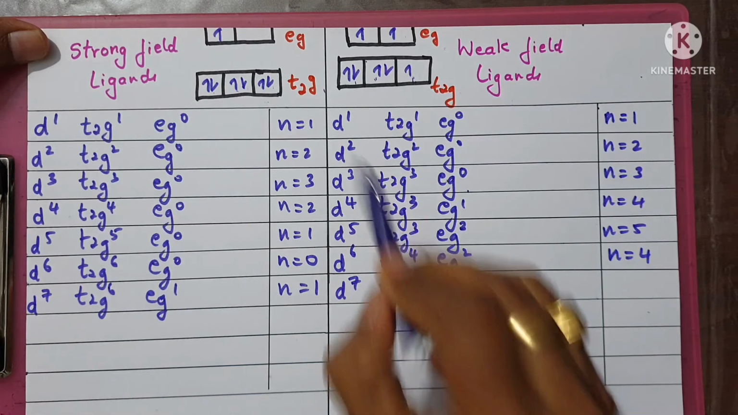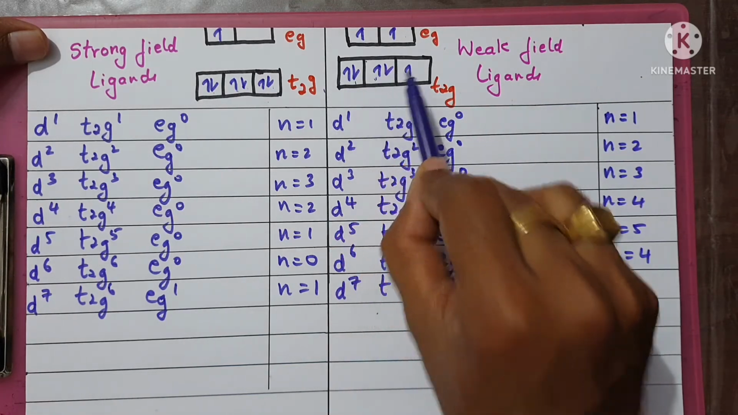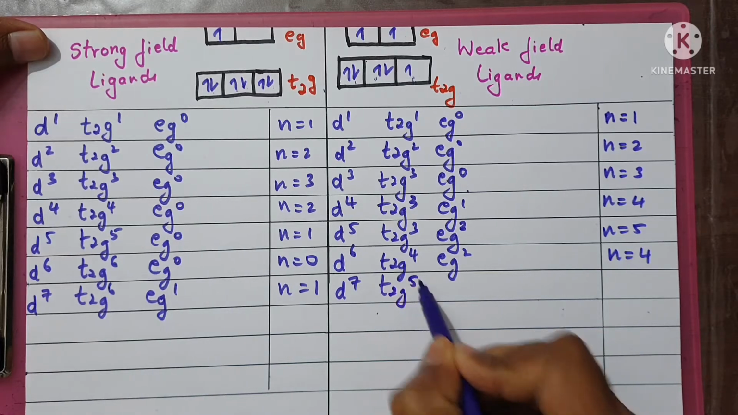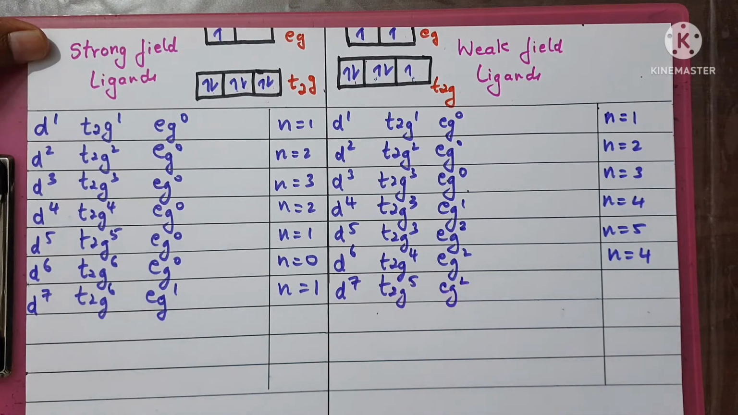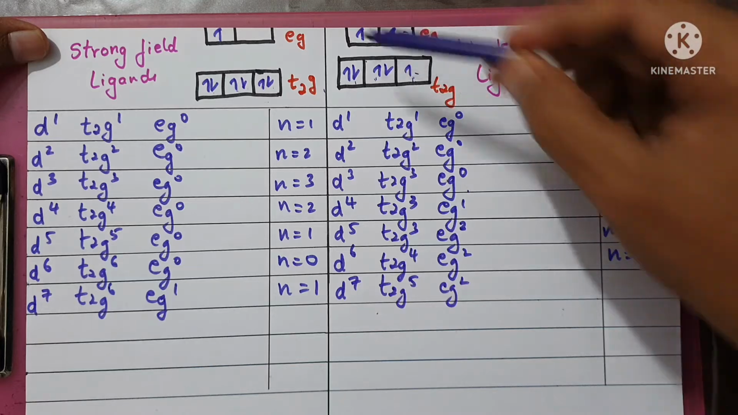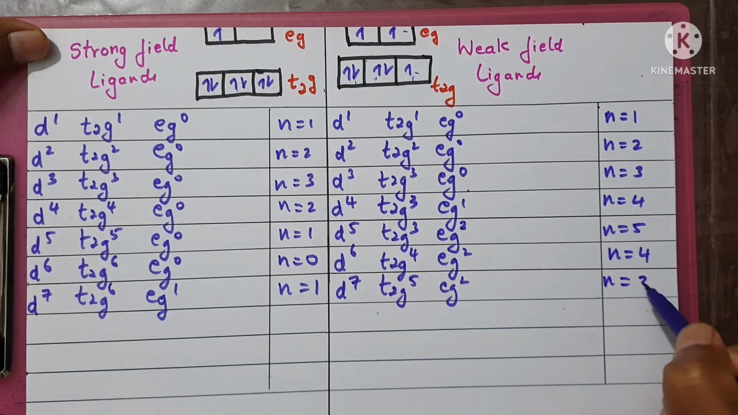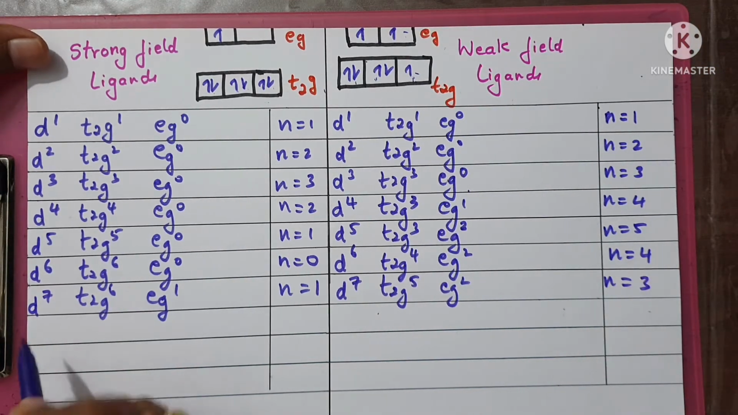D7: t2g 1, 2, 3, 4, 5. t2g5, eg is 2. How many unpaired electrons? 1, 2, 3 unpaired electrons. Therefore n is equal to 3. I'll go for d8.